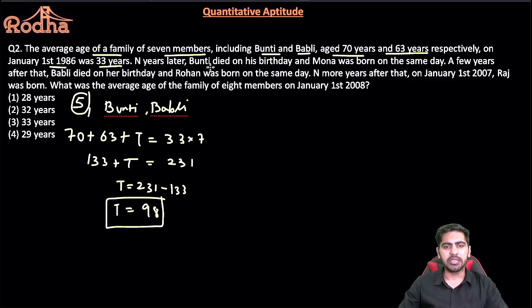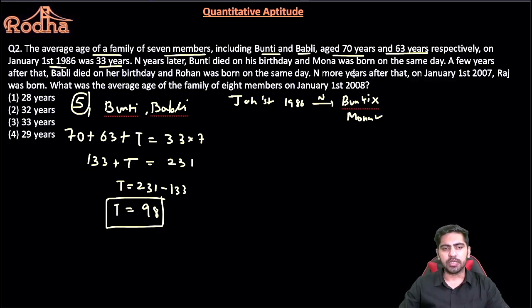Now it says N years later Bunty died on his birthday and Mona was born on the same day. So from January 1st, 1986, N years later, Bunty died on his birthday. So Bunty is no more. He has died on his birthday, and Mona was born on the same day. So Mona is born on the same day, right?